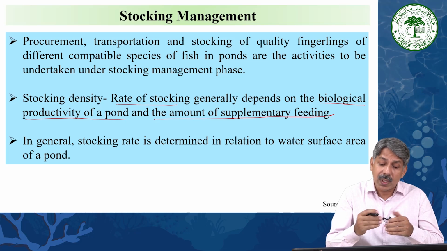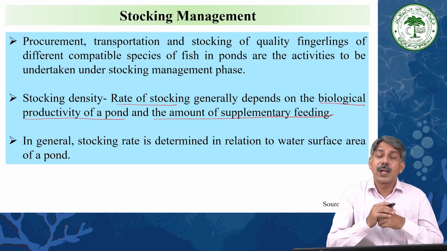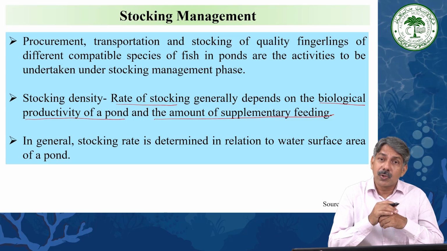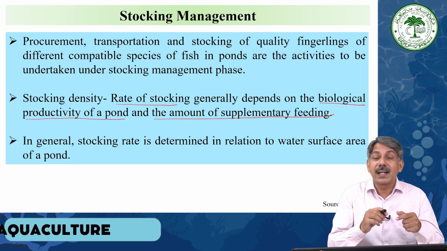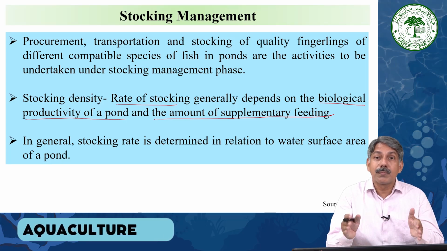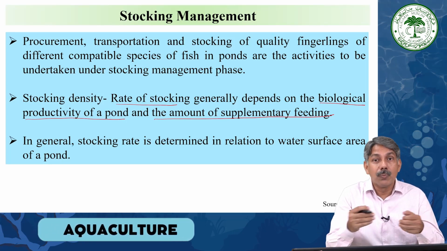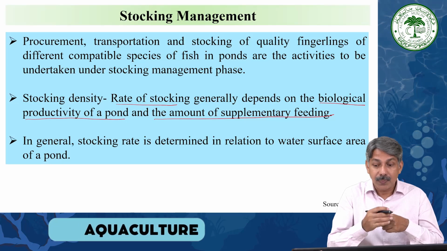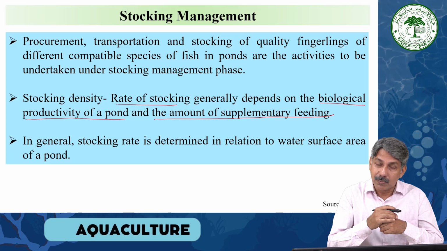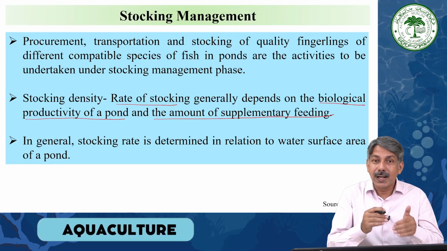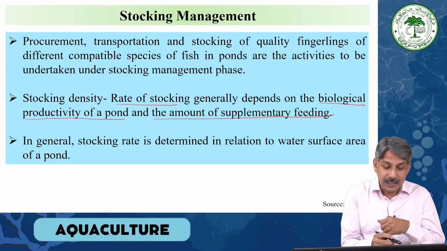And depending on that, you will have to use organic manures and inorganic fertilizers to increase the natural productivity. What kind of natural productivity you are having in your pond depends on soil and water quality, based on which you will take a decision that okay, I am having good natural productivity, so I can have more stocking density, and then that will reduce the burden of supplementary feeding also. But depending on these conditions, you can decide the stocking density.